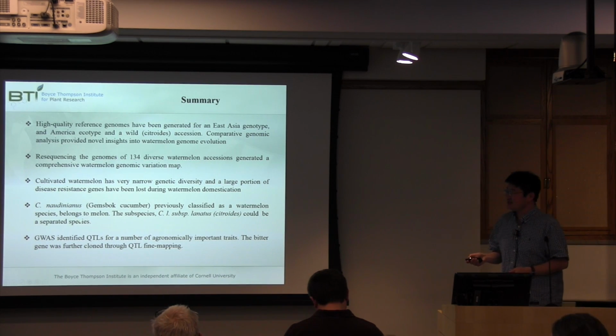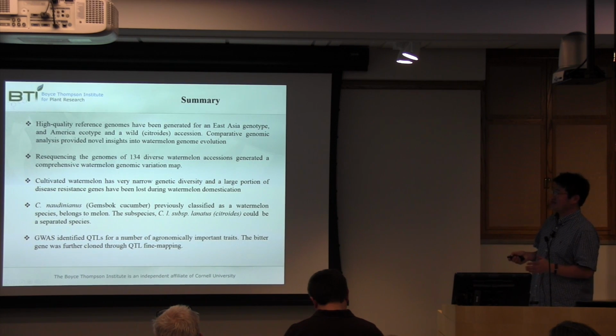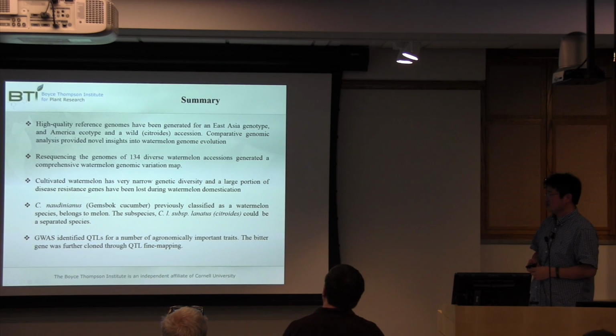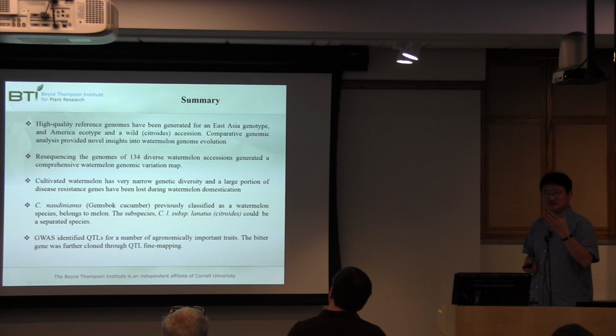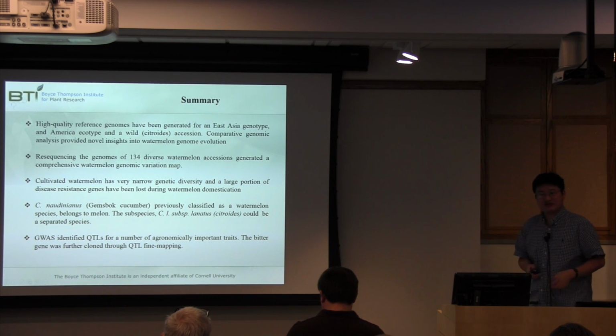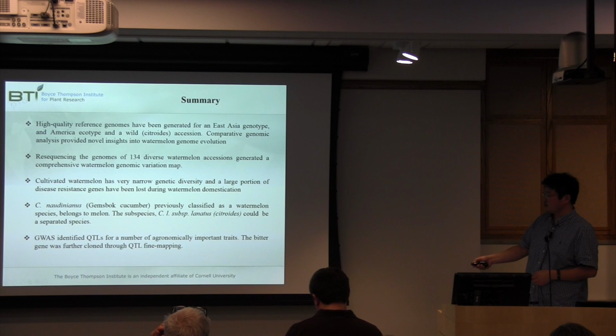And based on the sequence analysis, we found that this one, previously classified as a watermelon species, should belong to melon. And the subspecies Citroides could be a separate species. It should not be classified as a subspecies. And the GWAS analysis identified QTLs for a number of agronomically important traits, including Fusarium resistance, sugar content, fruit size, and the bitterness gene was further cloned through QTL fine mapping. So we are in the process of doing functional confirmation of this bitterness gene.